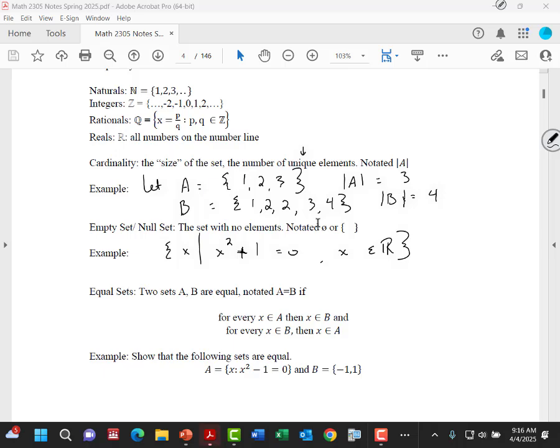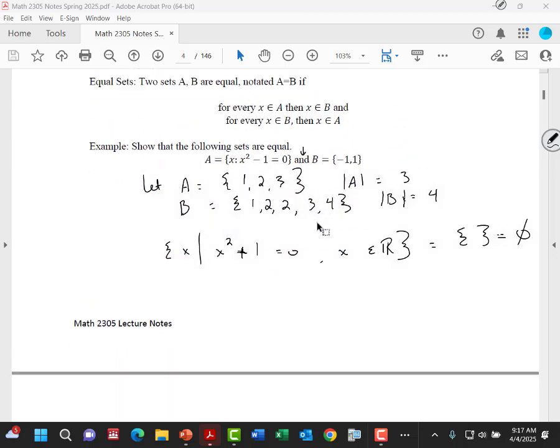So if I try to find all real numbers such that x squared plus 1 equals 0, if we know a little bit about algebra, we know that there is no real number squared plus 1 to equal 0. So this set simply doesn't have anything in it. So we say it is the empty set. And so I can write it either as these curly braces with nothing in it, or the 0 with a slash through it.